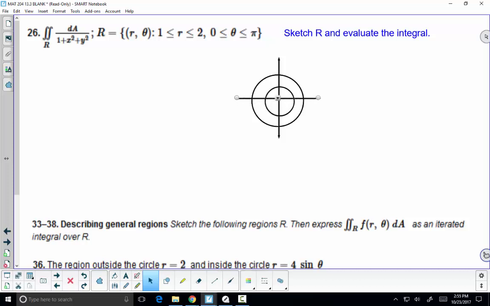Okay, so the circle, get symmetric. Radius is going from 1 to 2, and we're only considering 0 to pi. So it's the top half of this annulus. That's our domain. This surface, who knows what it looks like? It's sitting on top of that.